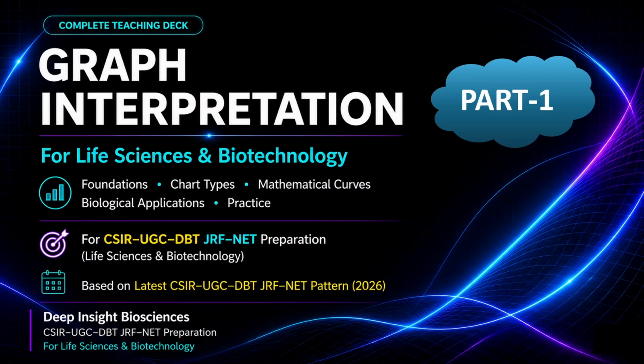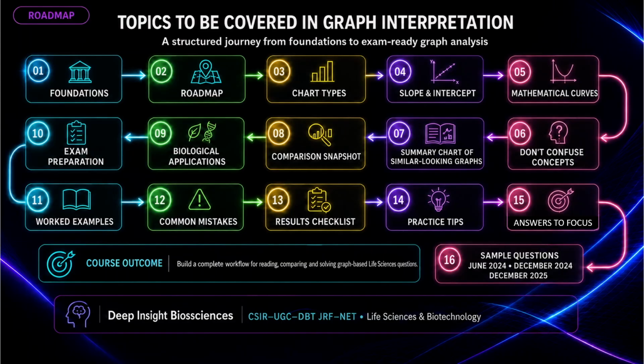So welcome to DeepInsight Biosciences, and let's begin our journey into graph interpretation for life sciences and biotechnology. Topics to be covered in graph interpretation are: foundations. We will start from the absolute basics of graph interpretation. You will learn the fundamental concepts needed before reading any graph. Then we will go to the roadmap, in which we will learn how to read a graph in a sequenced manner. Then comes the chart types.